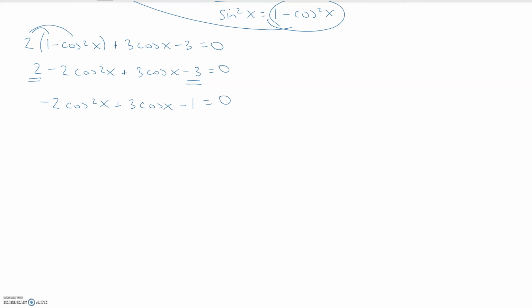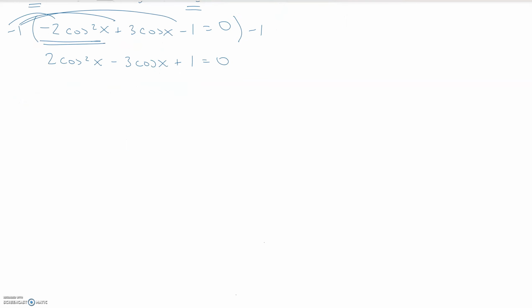And me personally, I like to always have a positive lead coefficient. So I'm going to multiply the entire problem by a negative 1, and distributing that negative 1 through on the left side, I have a 2 cosine squared x minus 3 cosine x plus 1 equals 0. So now pause the video, take as long as you need, but see if you can figure out this problem from here, and then push play once you have it.